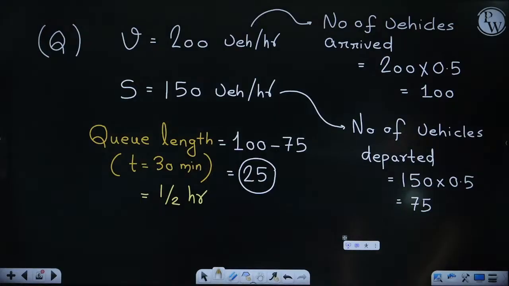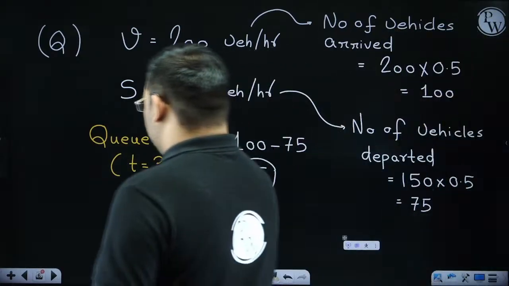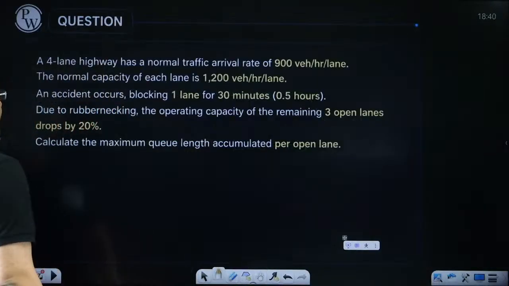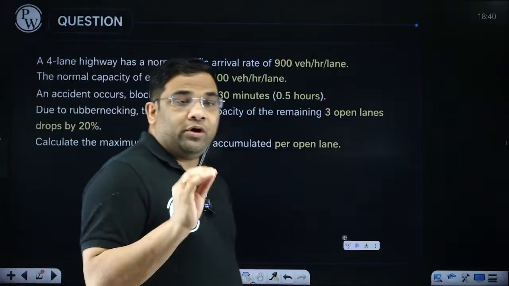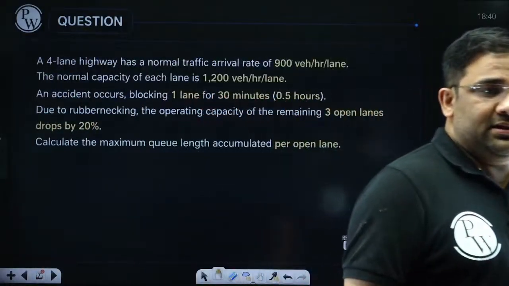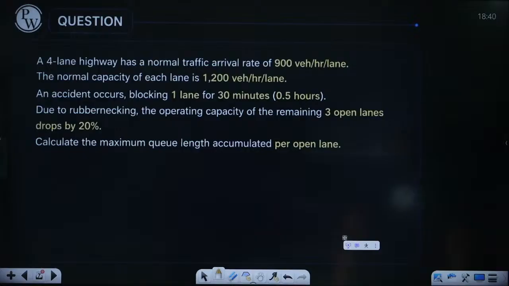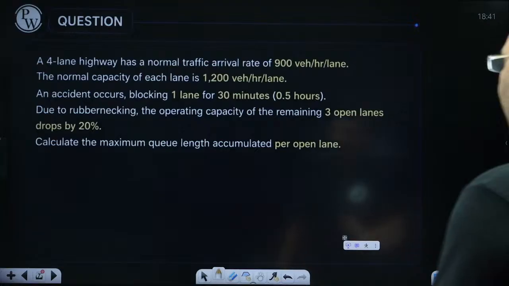Very easy. Let us solve another question. You see this question, what is written here? We have a 4-lane road. It's a 4-lane highway that has a normal traffic arrival rate of 900 vehicles per hour per lane.